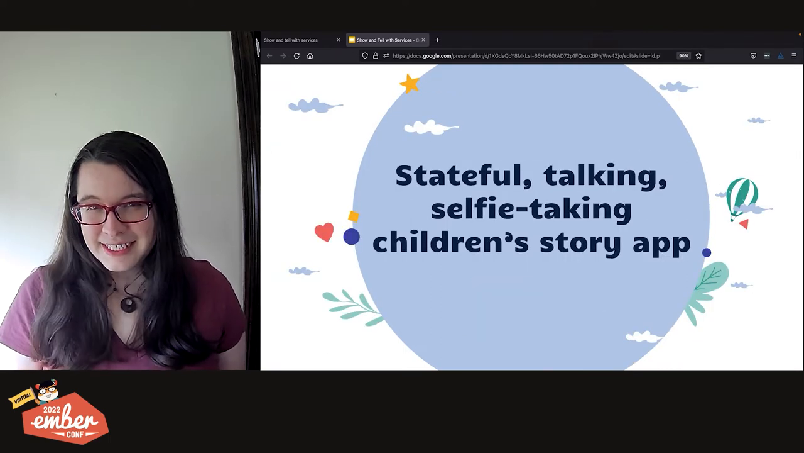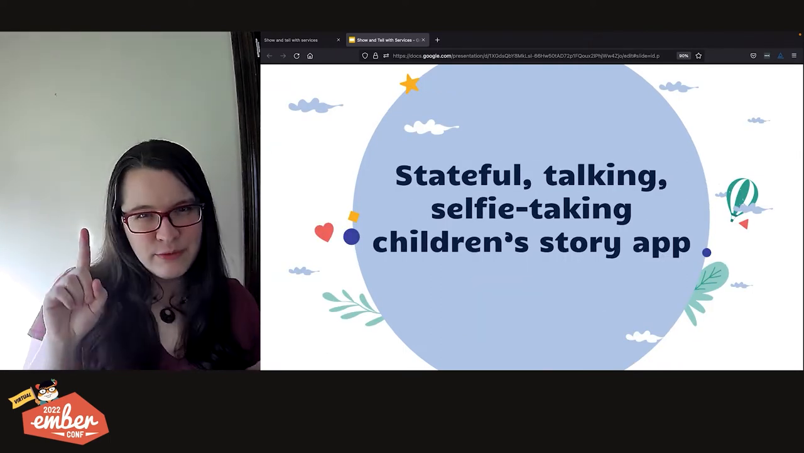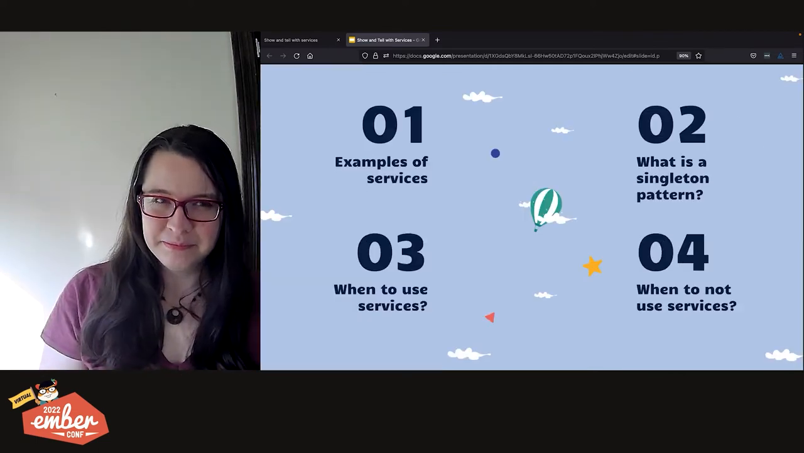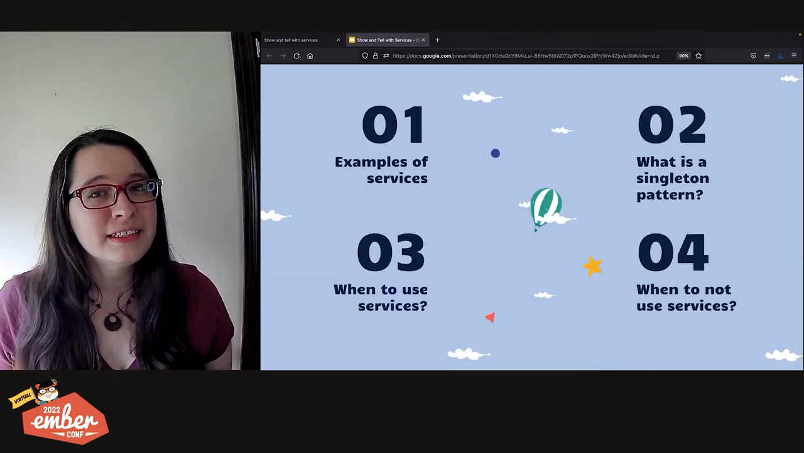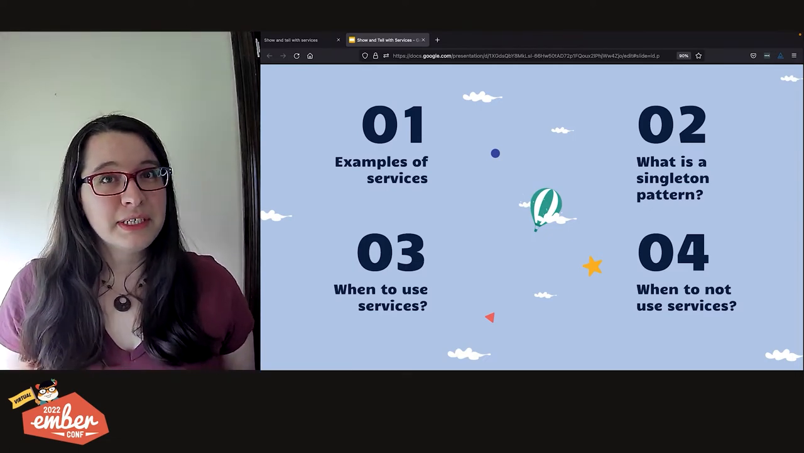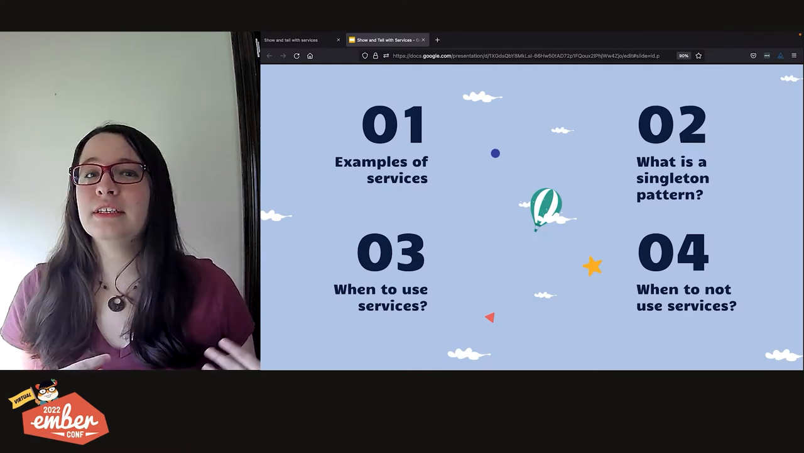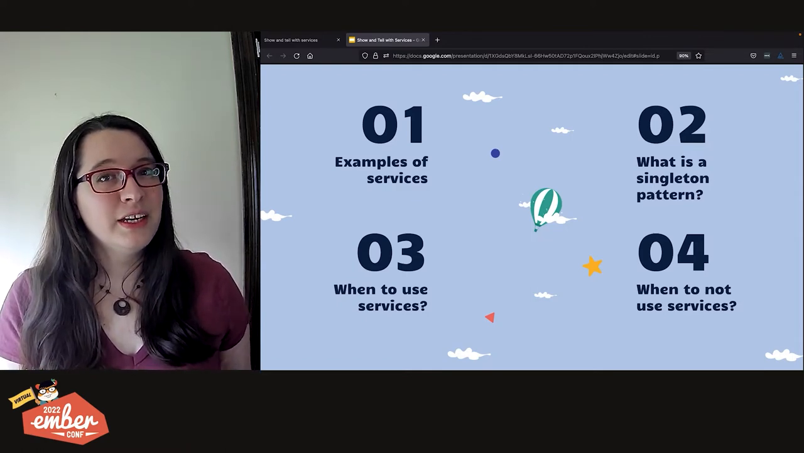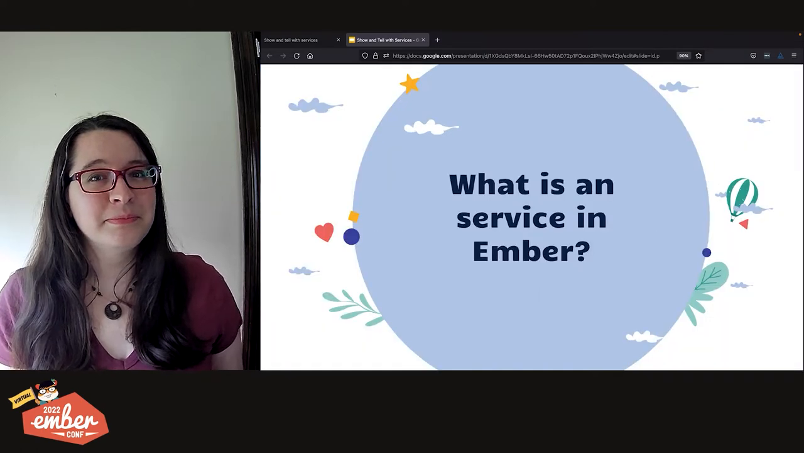So for that reason, today, we're going to build a stateful, talking, selfie-taking story app. In 15 minutes, I'm going to show you some examples of three different kinds of services. You'll learn what a singleton pattern is, and I'll share some of my own advice about when to use or not use services in order to solve a problem.